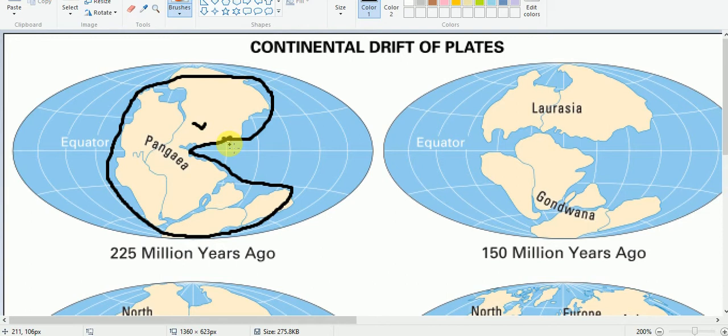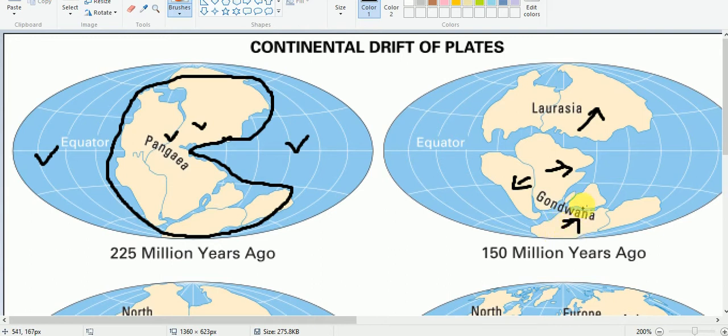about 225 million years ago, and the name of the supercontinent was Pangaea. This continent was surrounded by an ocean known as Panthalassa. So this is the ocean surrounding Pangaea, the supercontinent. And because of movement in the interior of the earth, this supercontinent Pangaea was broken at many places and moved in different directions. Some are moving towards the north, some towards the west, some towards the east, like this.